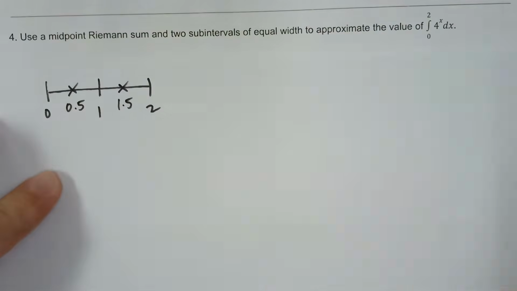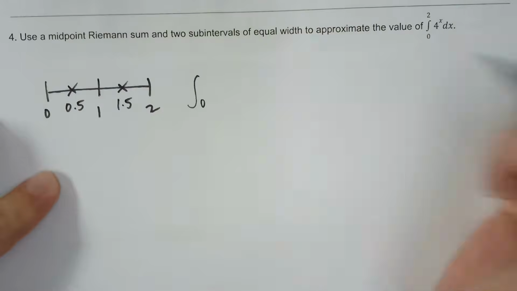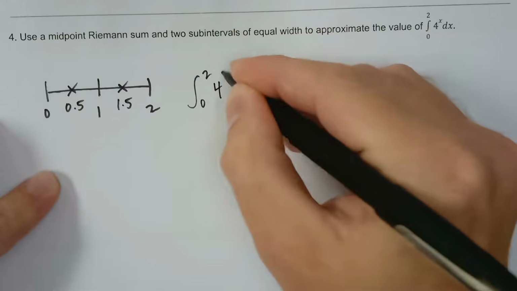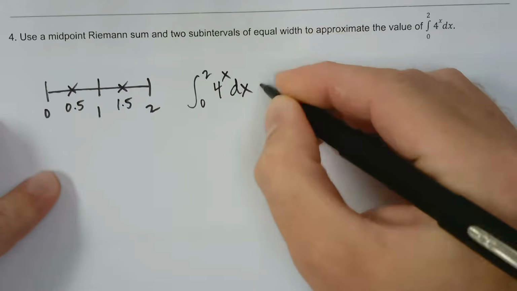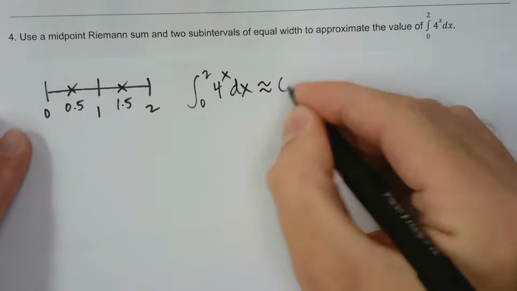Meaning, if I want to approximate the integral from 0 to 2 of 4 to the x dx. Okay. Each width is going to be 1.